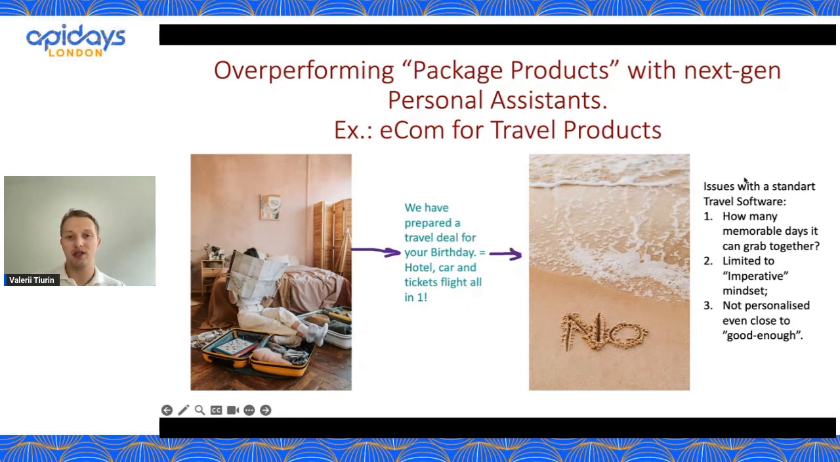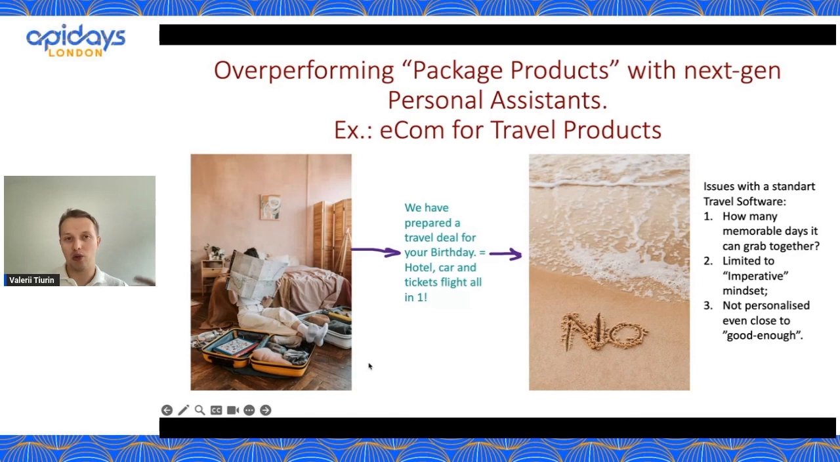So these are issues with standard travel software right now, which can be improved and empowered with technology in the upcoming years with AI assistants. How many memorable days can it grab together? Yes, it can grab birthdays, it can grab summer holidays for children, but what else? It's very hard to understand behavior. It's limited to an imperative mindset. There is some marketing department which defines that a birthday is a good day for a proposal, but it's not always true, and it's not personalized even close to good enough, because we rarely know our customer and other people connected with him well.